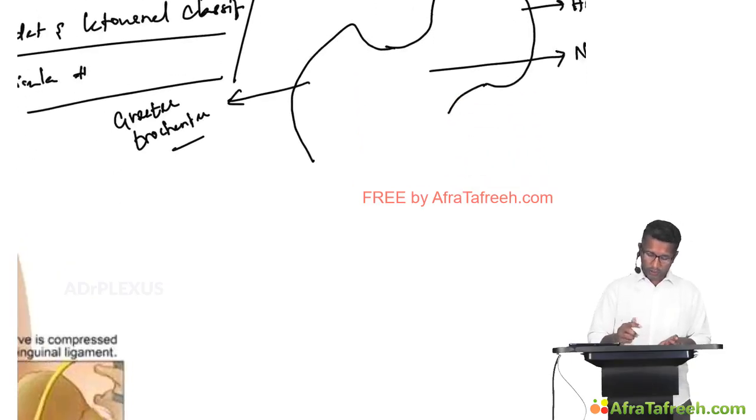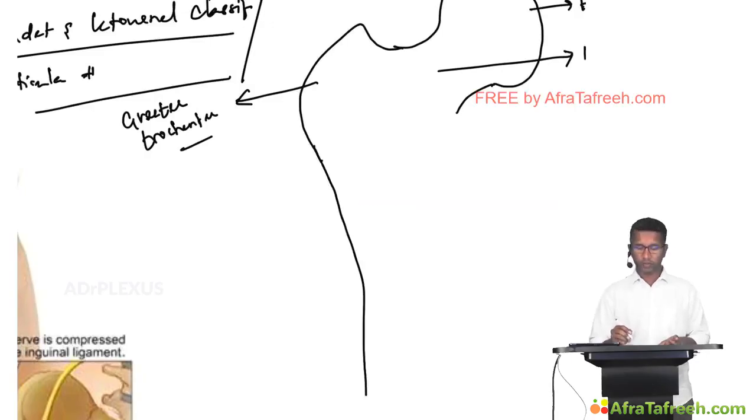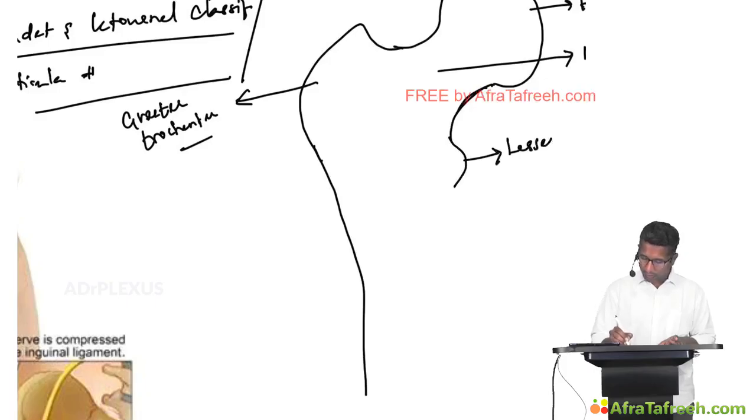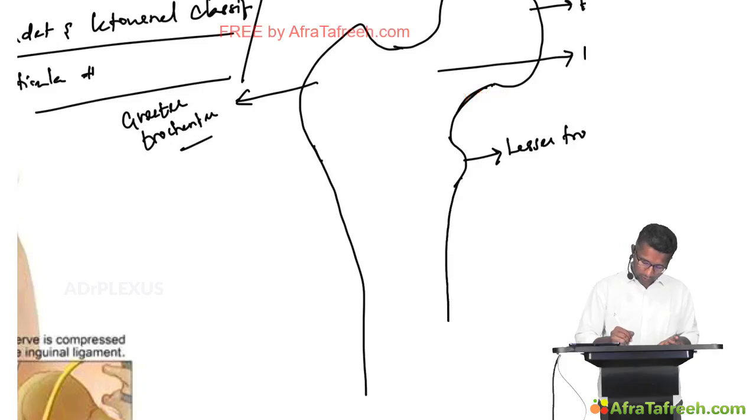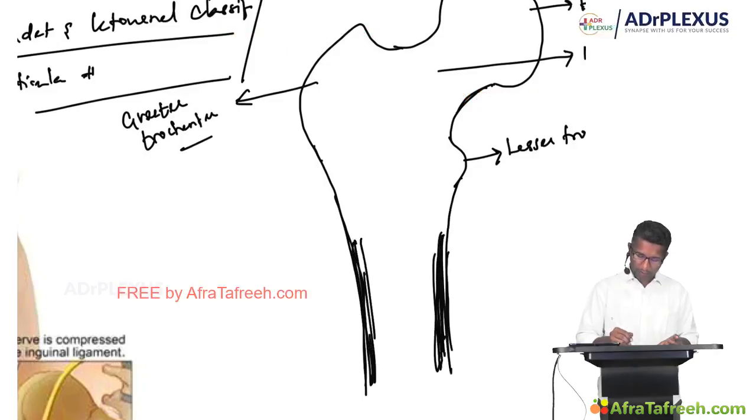When you trace the greater trochanter of the femur, it continues as the lateral part of the shaft of the femur. When you trace the inferior aspect of the neck of the femur, it forms a projection here. This is called the lesser trochanter of the femur, and when you trace it, it becomes the medial side of the shaft of the femur.